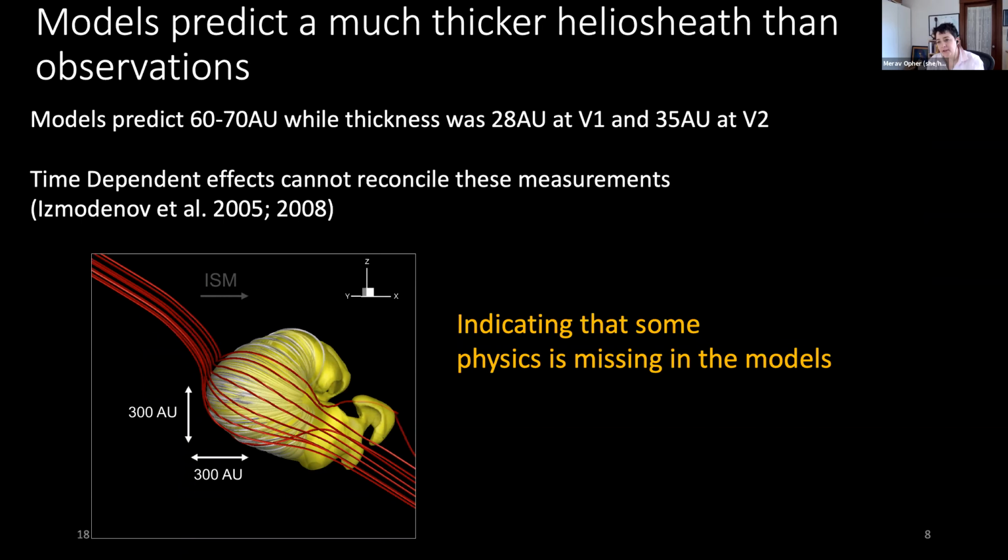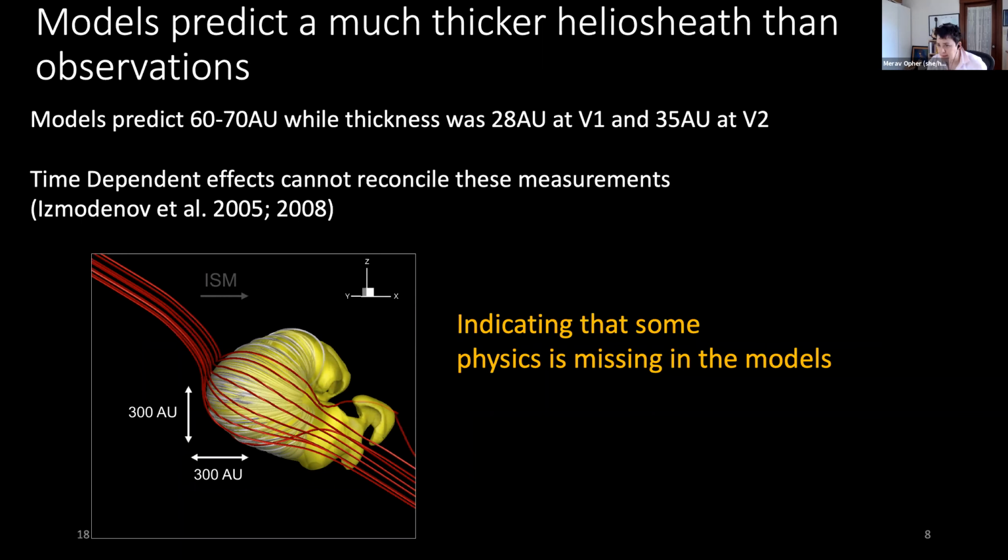It's a complicated answer on that. I think this will be consistent with the heliosheath being the same thickness, if you include time dependence. Time dependence can account for 7 AU of differences. Really? Okay. So it's almost consistent.